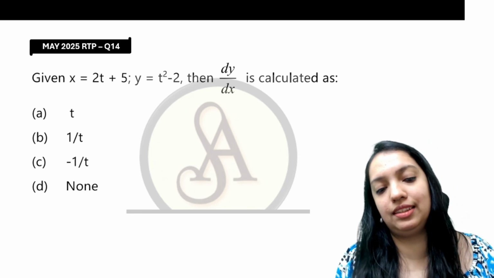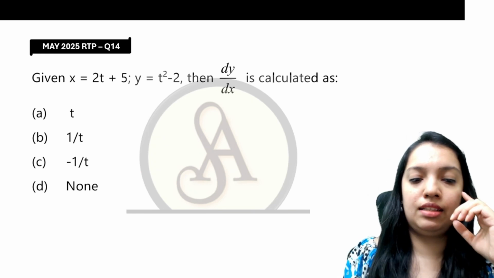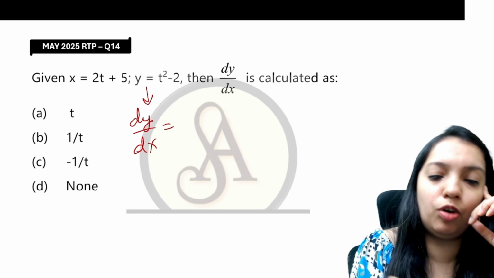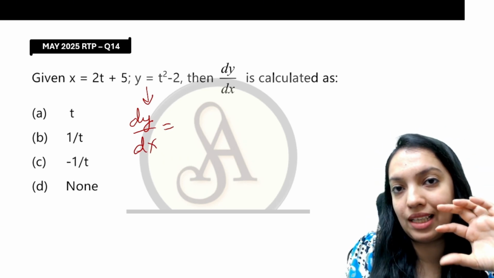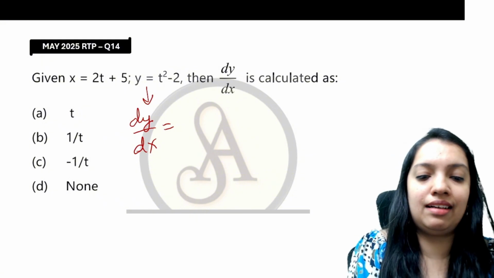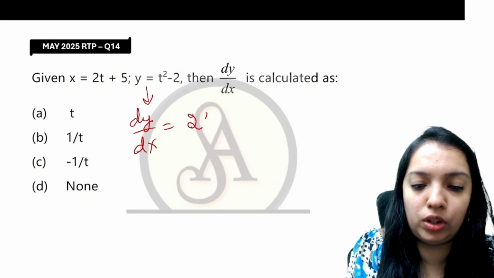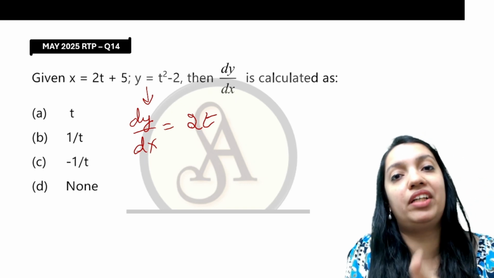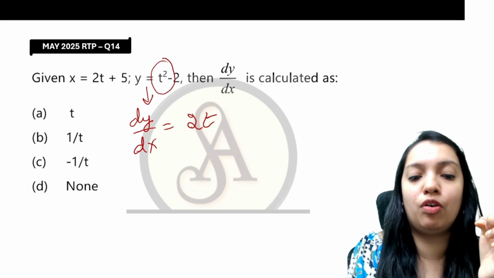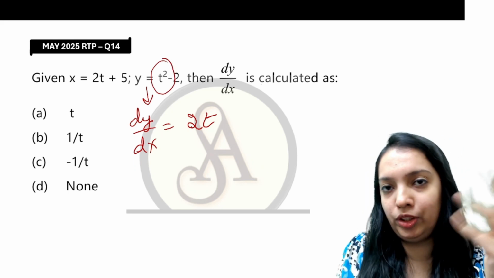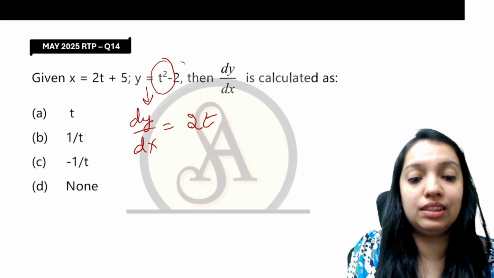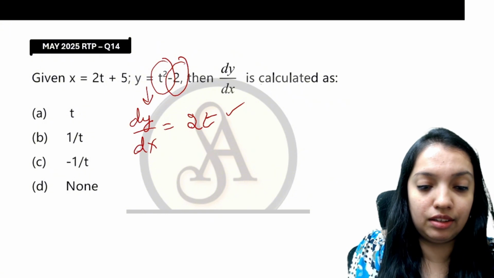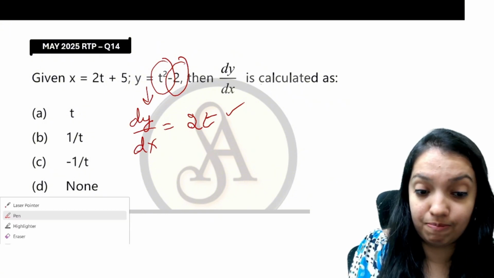Now again, this question is done in your class. Tell me what is dy by dx, the derivative of y with respect to x. This is known as parametric differentiation. The derivative of y with respect to t can be written as 2t. You know that the derivative of x power n is n into x power n minus 1, so the derivative of t power 2 is 2 into t power 2 minus 1. What is the derivative of 2? 0. So this is your answer, and this is with respect to t.